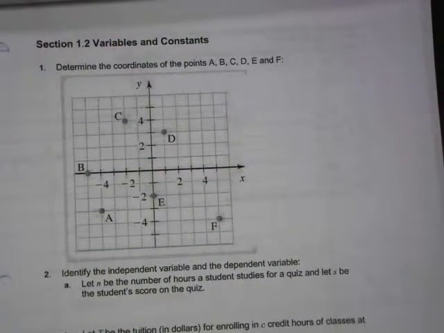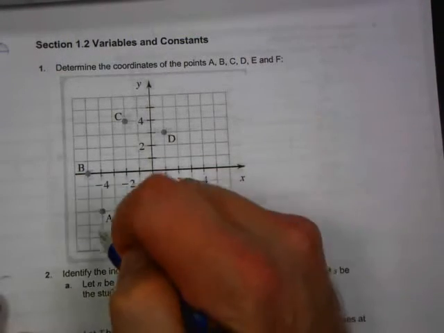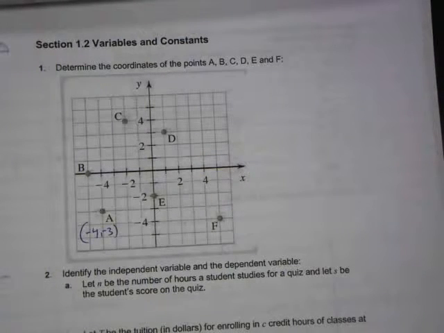Okay, so let's take a look at problem number 1. Very similar to what we've been doing. I got a grid there. I got some points labeled. Somebody tell me, where is point A? Negative 4, negative 3. I agree. All right. How about somebody else? Tell me where B is. 0, negative 5.